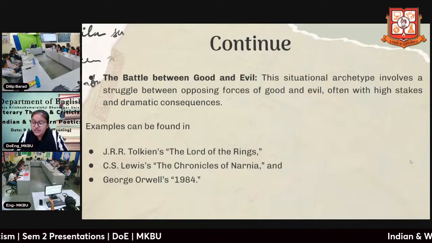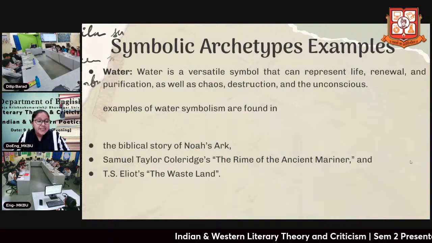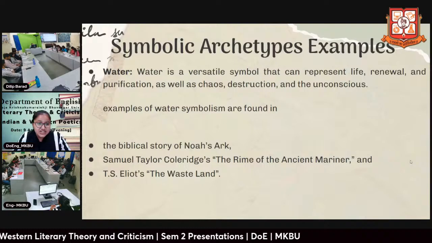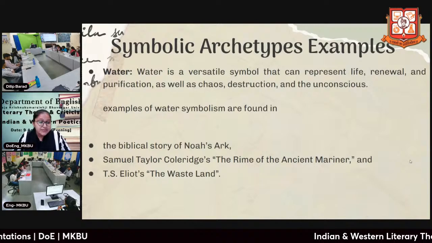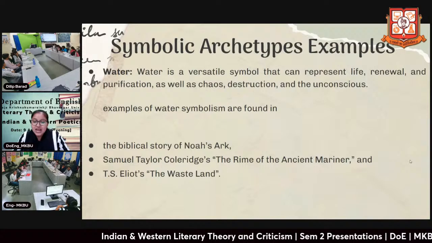Third, symbolic archetypes example. Water is a versatile symbol that can represent life, renewal, and purification, as well as chaos, destruction, and the unconscious. Examples of water symbolism are found in the biblical story of Noah's Ark, Samuel Taylor Coleridge's poem The Rime of the Ancient Mariner, and T.S. Eliot's poem The Waste Land.